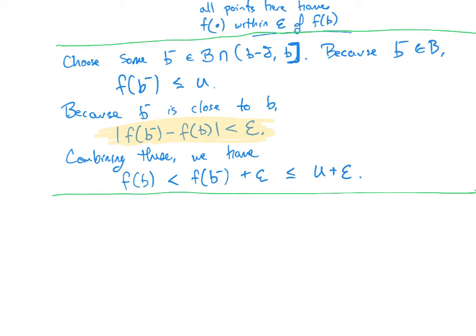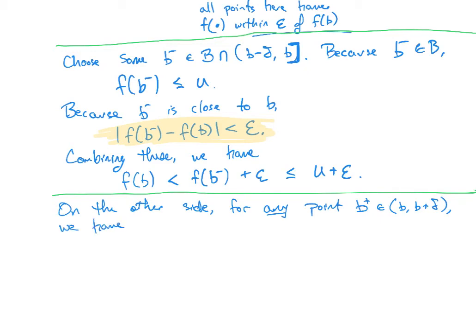Right? Now let's go over to the right-hand side. So on the other side, for any point over there, b plus in this interval, what do we have? We have that f of that point is greater than u. Okay, because there's no points of capital B over there.